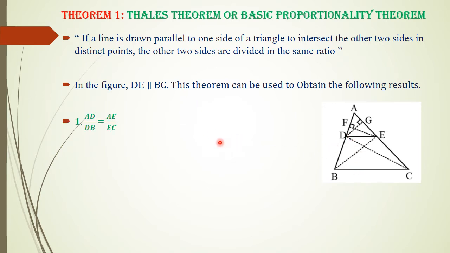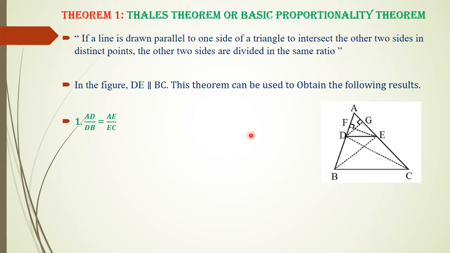When this is done, according to this theorem, we can have a very important result. DE is parallel to BC. In that case, first result that we can see is AD and DB, AE and EC. This DE line has divided AB and AC into two parts, that is AD and DB, and AE and EC. Now when I take the ratio of AD to DB and the ratio of AE to EC, those two ratios are going to be always equal. This is the very first important result from this theorem.